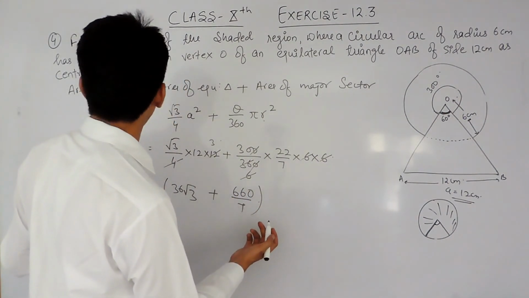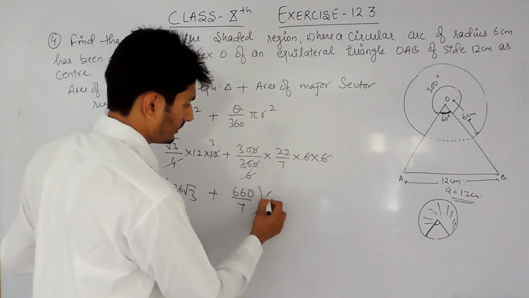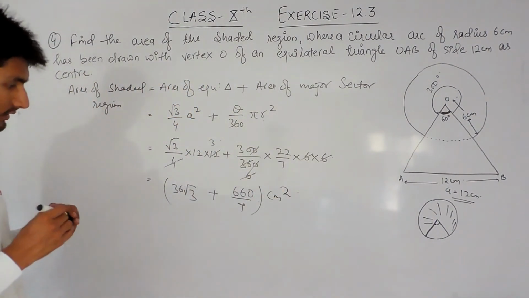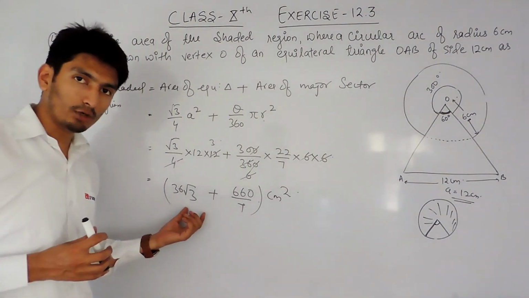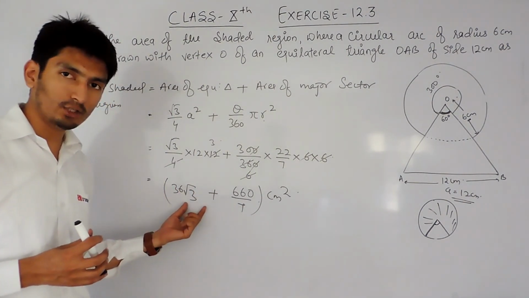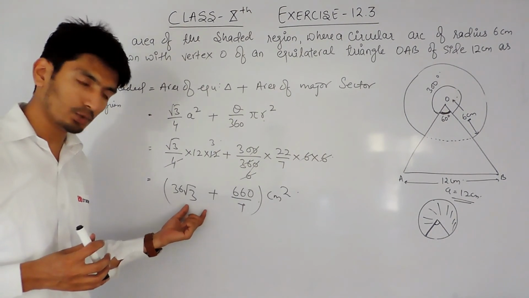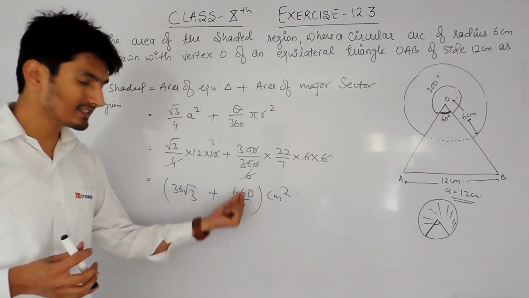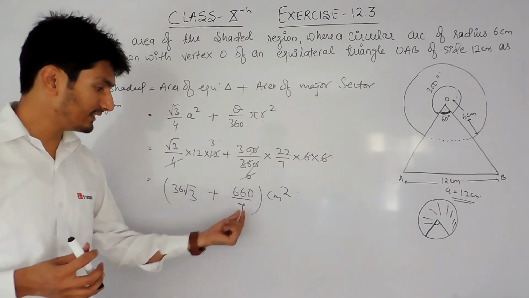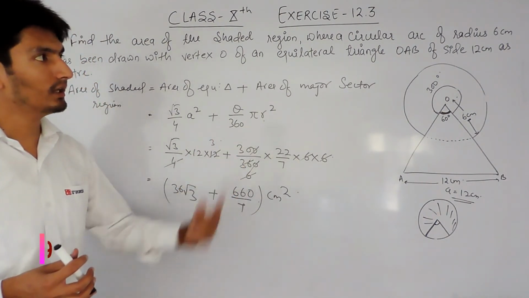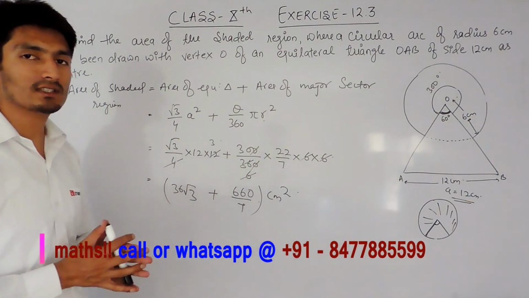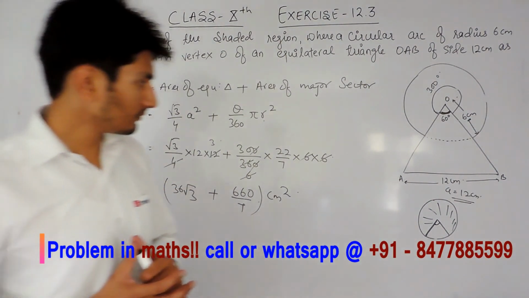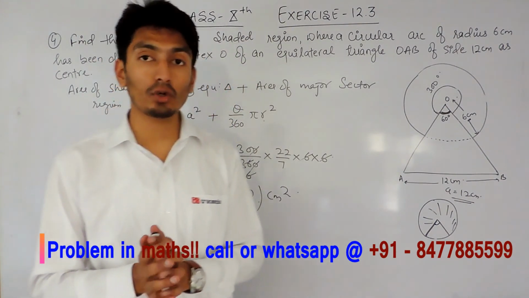The dimensions are in centimeters, so the area should be in centimeter square. If you want to solve this further, if you know the value of root 3, you can substitute the value of root 3, which is 1.732, multiplied by 36. Then you can divide the other term, and adding these two values will give me the area of this shaded region. So this is how you can solve this question.